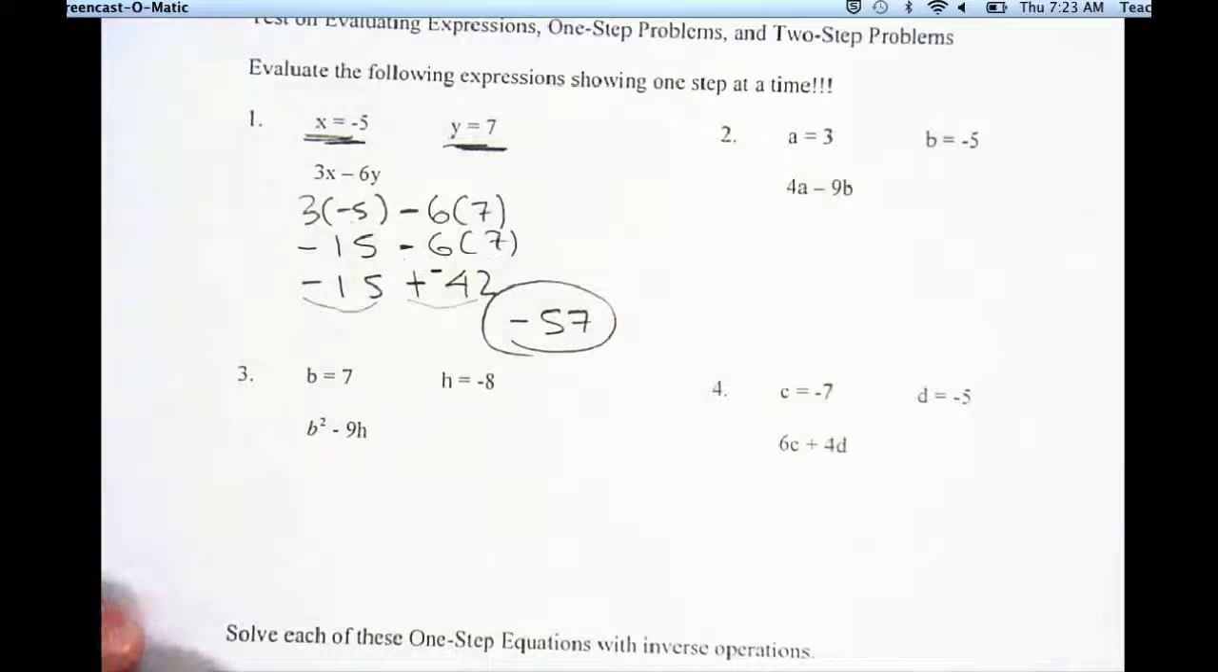And that is how I evaluate expressions when I have to use substitution.